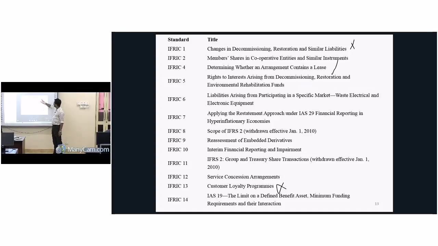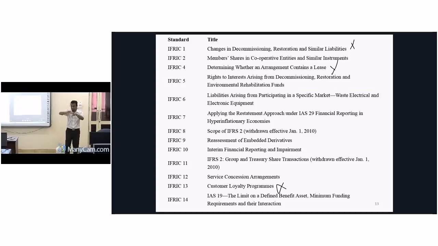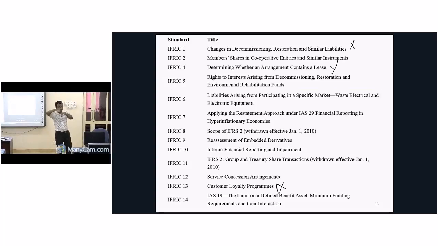Where the agreement contains a lease, there are some instructions to decide whether there is a lease part in a big agreement. In big agreements there are a lot of different conditions. Inside that there may be some kind of lease part. If so, we have to account for it as a lease. Right? So there I will discuss leasing.